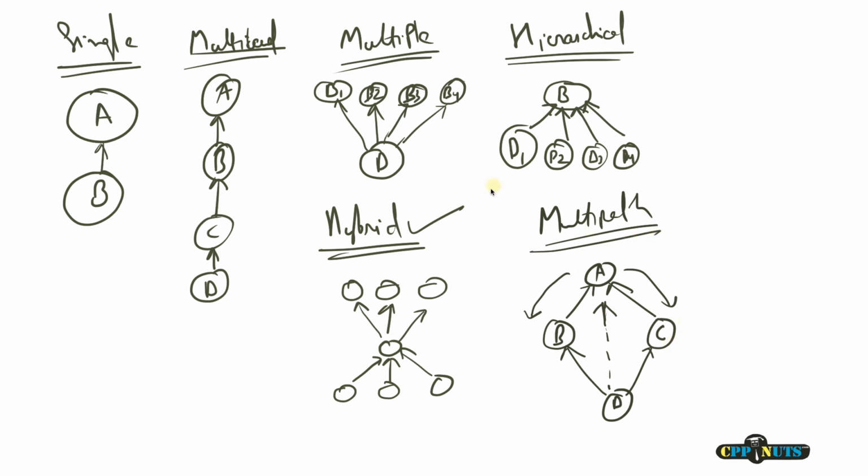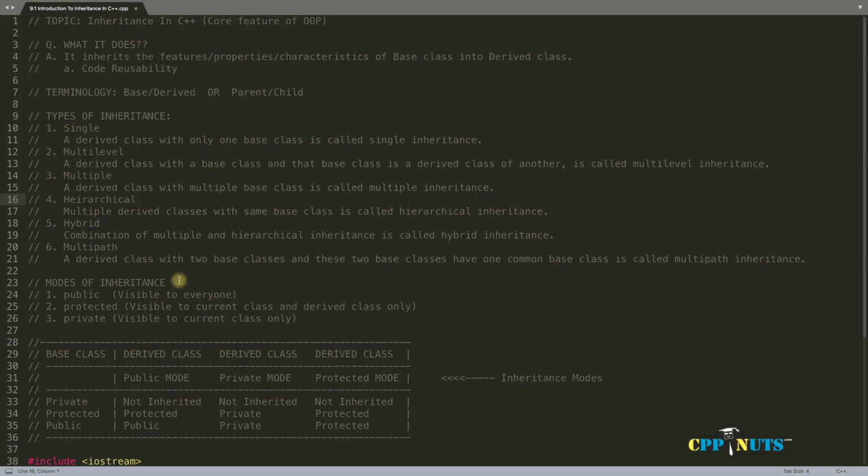We'll see all these examples in detail when I explain each and every part separately. And as this is an introduction video, I'll keep it this much only. So far we have seen what the types of inheritance are. Now let's look at the modes of inheritance. What do I mean by mode of inheritance? For that, I need to give some example here.